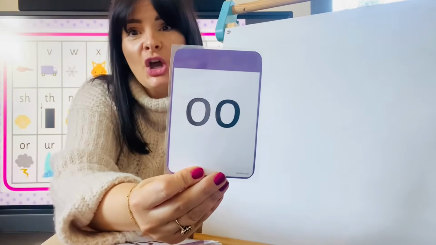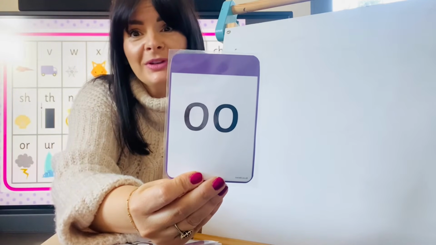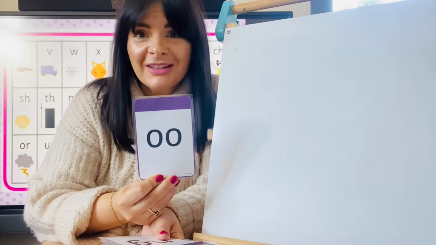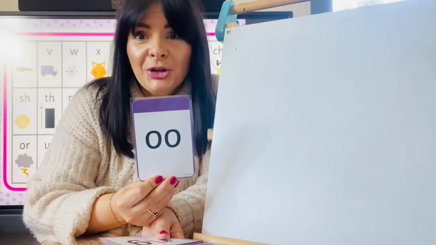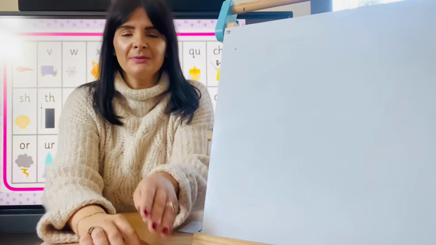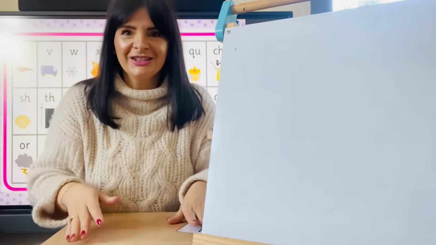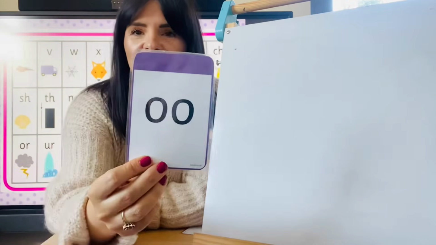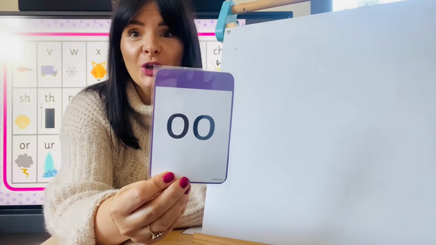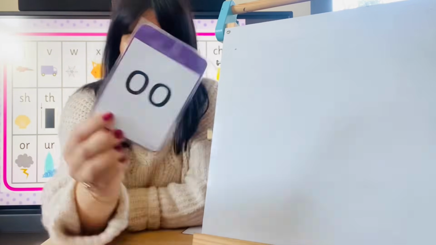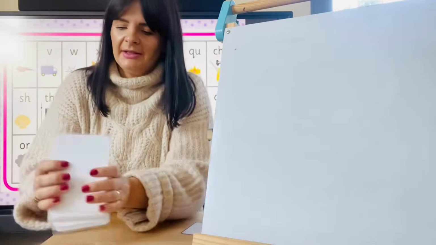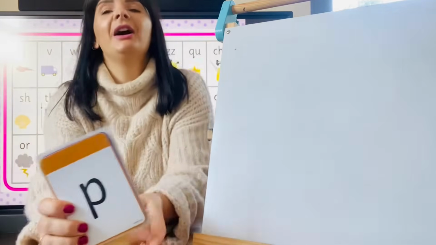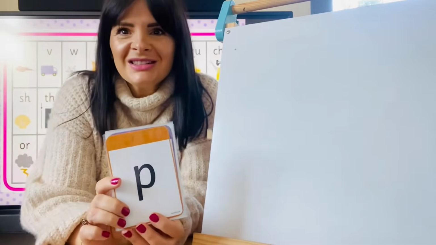That's right, or oo. Can you say it with me? Do you remember what we did with our arms? Good. Okay, so the digraph we learned last time was or oo. Okay, let's pop that in our sound card pile. Let's go through the sounds together first.